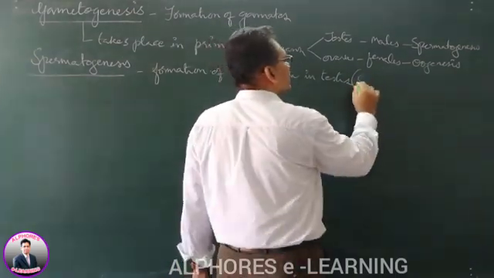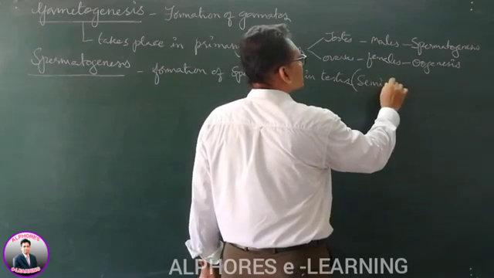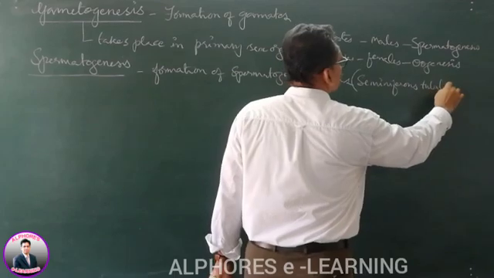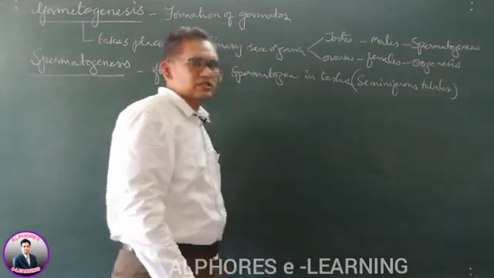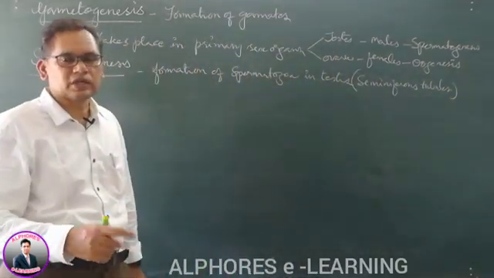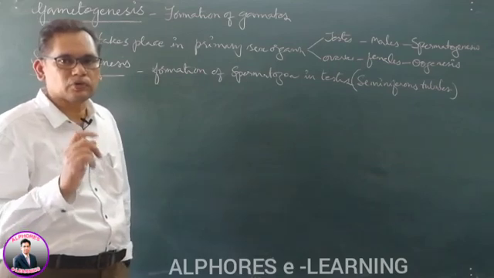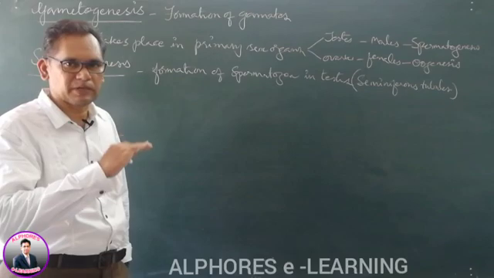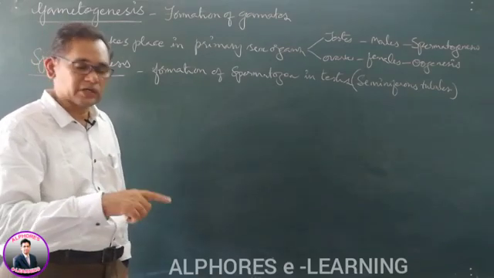Seminiferous tubules are present in the testicular lobule, which was cut by tunica albuginea. One, two, three seminiferous tubules are present in the testicular lobule. That is what we have studied.